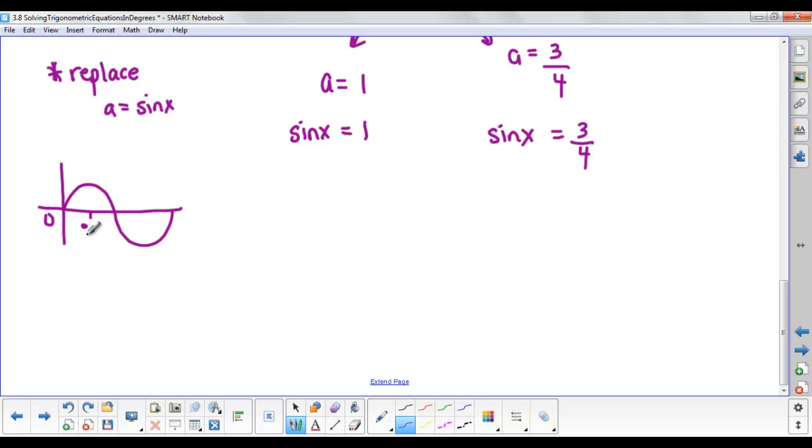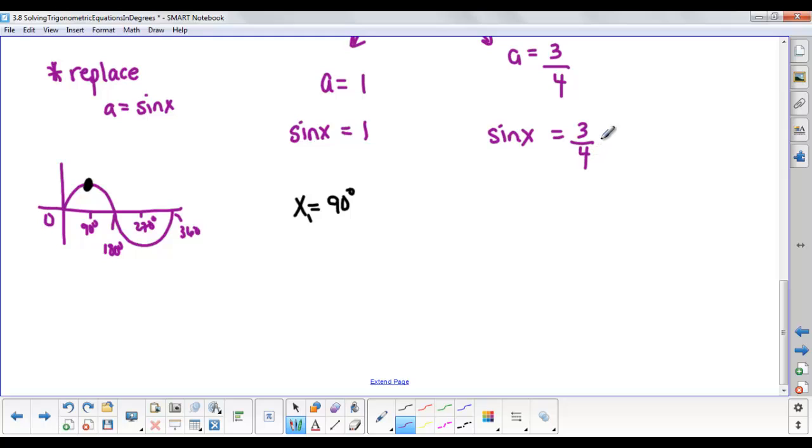So 0, 90 degrees, 180 degrees. Here's 270, and then finally 360 there. So between 0 and 360 degrees, sine hits its maximum only once at this point here. So what angle will give you the maximum? The angle is 90. Again, the alternate way to do this is you can take this equation here and find the inverse, and you should also get 90.